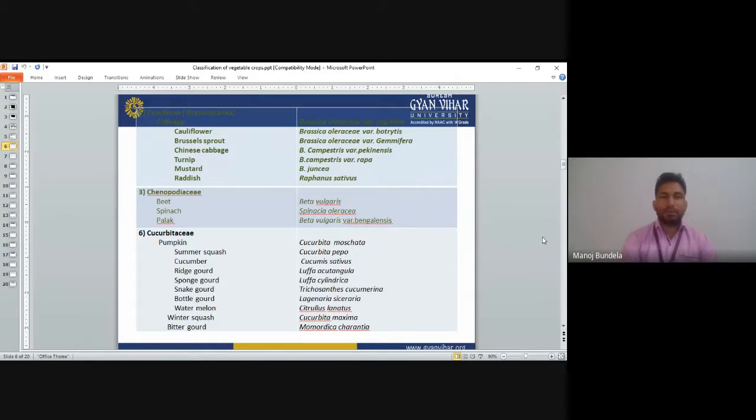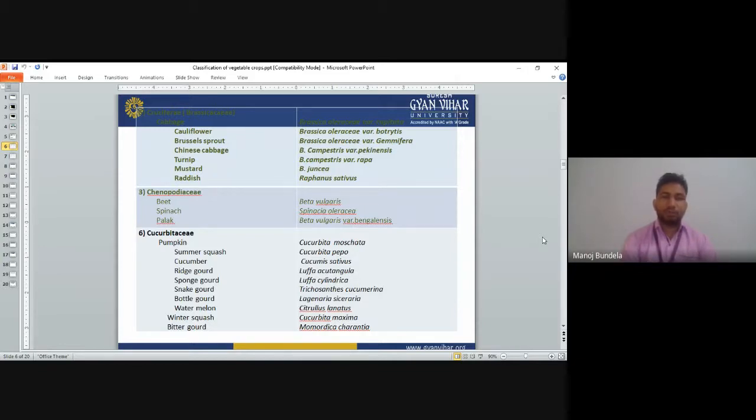For cauliflower, Brassica oleracea variety botrytis. For Brussels sprout, Brassica oleracea variety gemmifera. Chinese cabbage, Brassica campestris variety pekinensis. Turnip, Brassica campestris variety rapa. Mustard, Brassica juncea. Radish is Raphanus sativus. So these are the crops which belong to the family Brassicaceae.